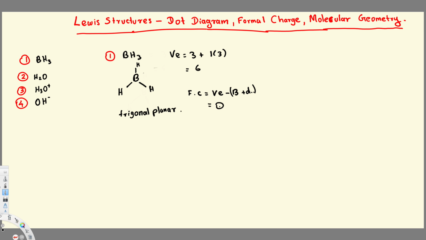So let's look at the water. Let's take the H2O, and if we calculate the total valence electrons, it's going to be 2 times hydrogen, so 2 times 1, and we have 6 valence electrons for oxygen, so that's going to be 2 plus 6, 8, right? So this is going to be the valence electrons.